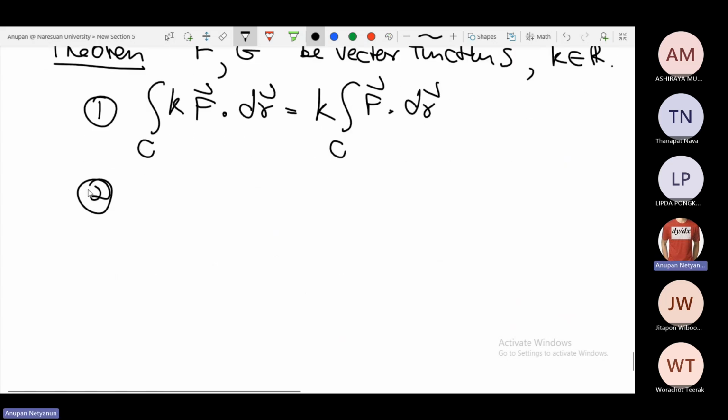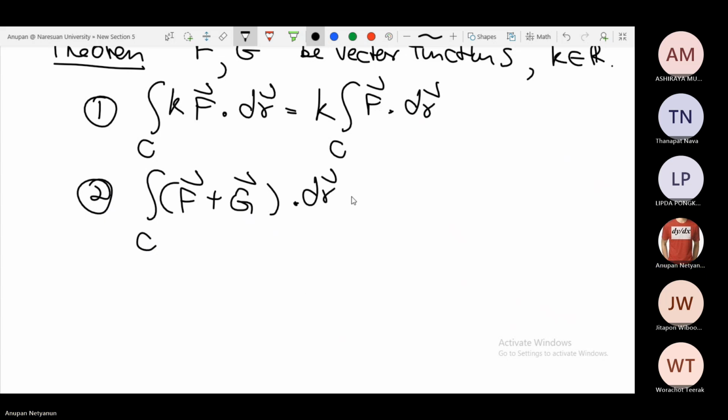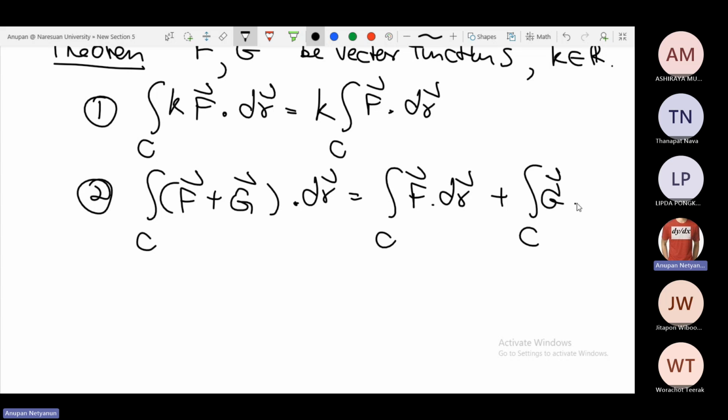Two, the integral on the curve C of two vector functions added together, dot dr. Well, the integration can distribute inside: the integral of f dot dr plus the integral on the curve C of g dot dr, where f and g are vectors. Okay.